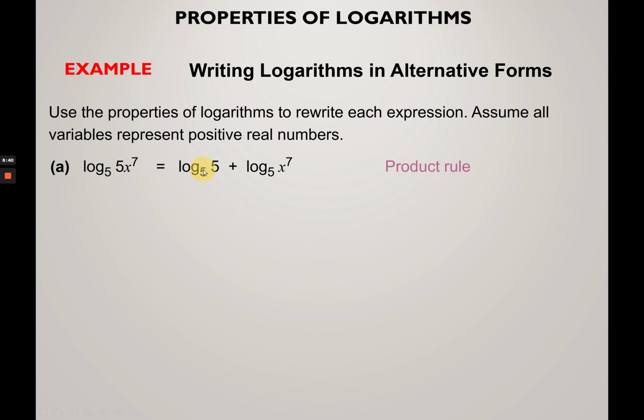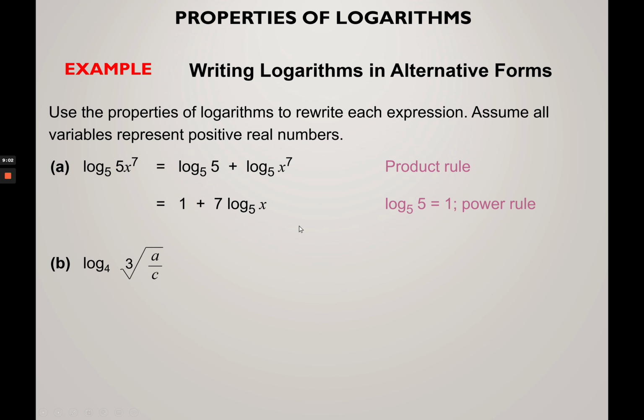Now, we can actually evaluate this, this is actually 1. 5 raised to 1 is equal to 5. So the logarithm value is 1. This one, it's a power rule. We can write 7 in front. So here it is. The first part is an evaluation. The second part is power rule. And that's the final answer.